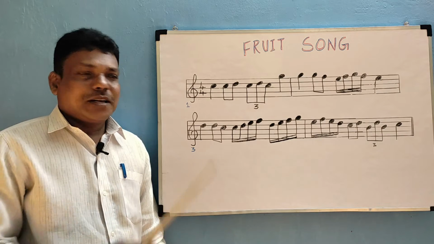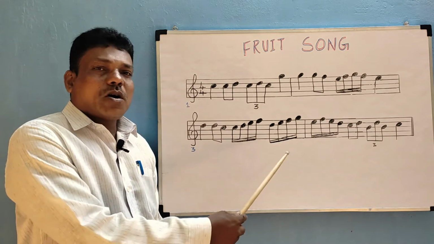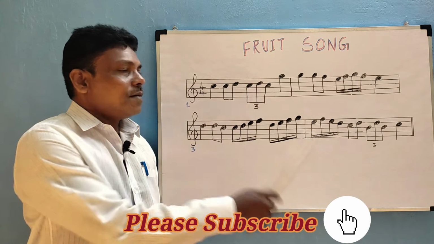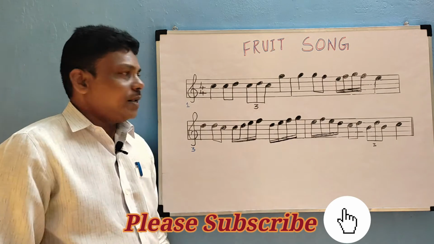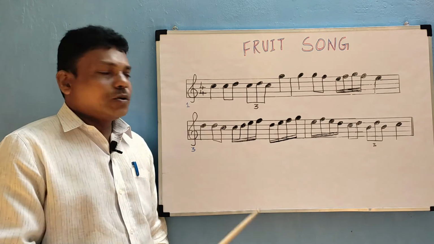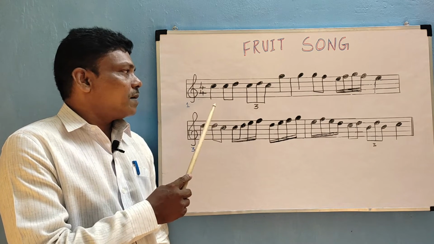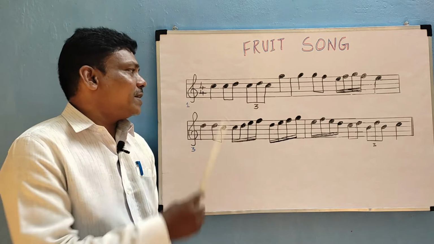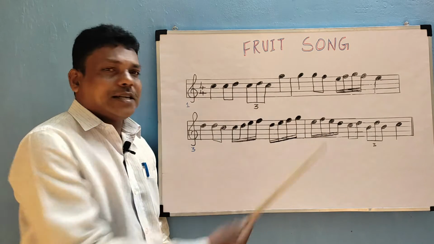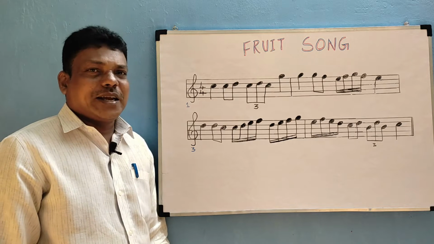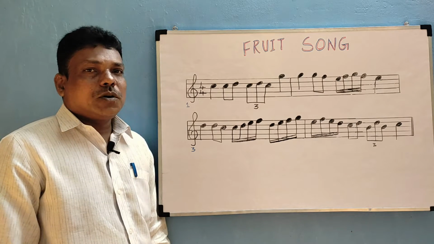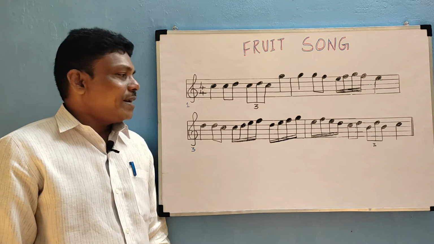Today's lesson we are going to learn how to read this kind of short note values with the help of fruit names. See, this is a simple 4-bar melody, only 4 bars are there. 1, 2, 3, 4, simple notes are given. These notes are taken from the first and second strings only: C, D, C, G. Only the first string and second string notes, but it looks a little complicated because of these short note values. I'm going to make it easy, how to read these note values and play them easily.